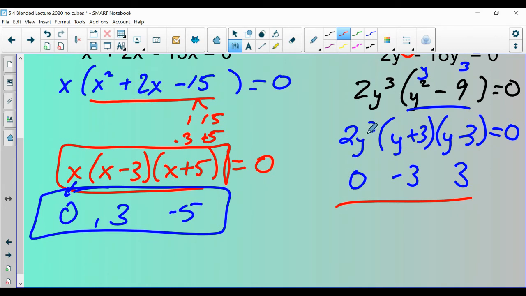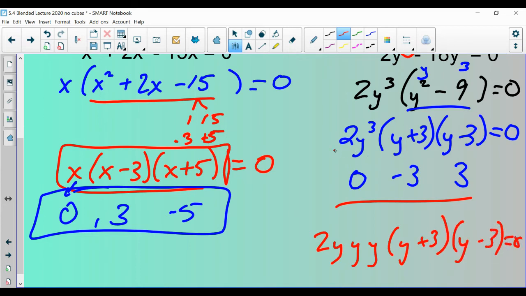Y cubed, stick with me here, y cubed is the same as y times y times y. So this is not an incorrect way to write this statement: 2y to the third, 2y, y plus 3, y minus 3. So if I were to solve this, 3 makes this one 0. Negative 3 makes this one 0. And then what makes this y 0? Well, 0. What makes this y 0? 0. What makes this y 0? 0. So, in a sense, 0 is a solution 3 times.